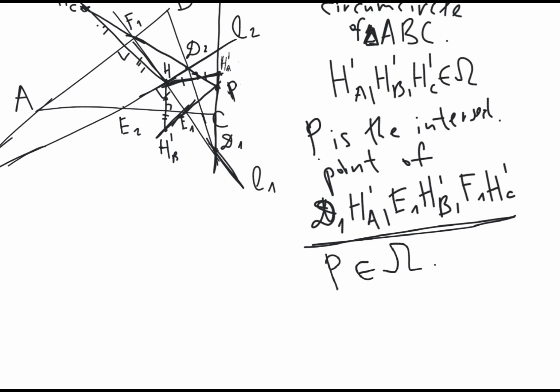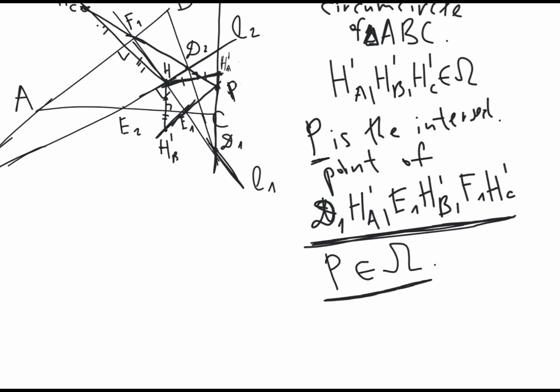Okay, so let's continue. From the theorem that I stated previously, we conclude that these three lines intersect at a single point, which we denote by P, and this point also lies on the circumcircle of the original triangle ABC.